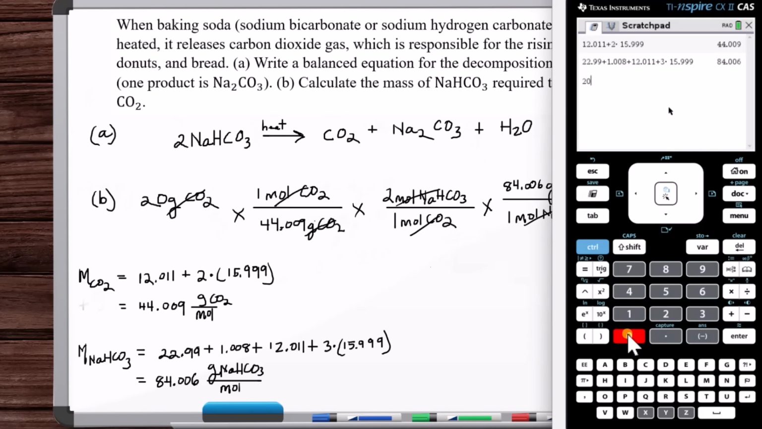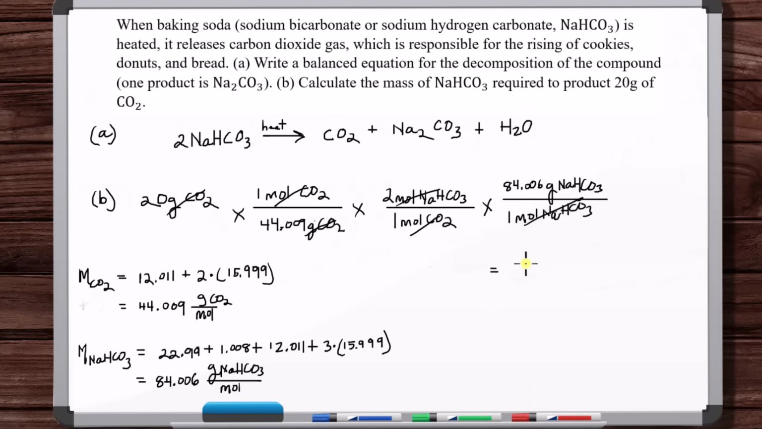So 20 times 2 times 84.006 divided by 44.009 is 76.4. What are our units? Grams of NaHCO3. So that's the answer. You needed 76.4 grams of NaHCO3 in order to produce this 20 grams of CO2.